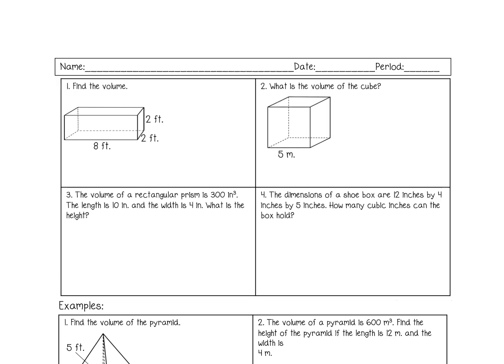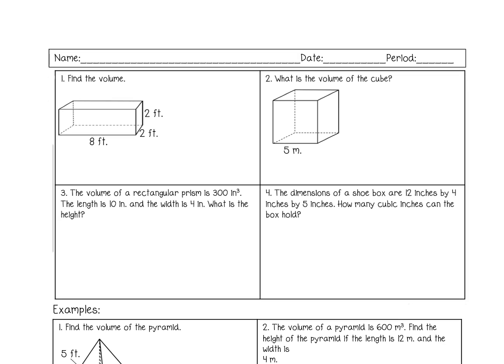Here we have examples. This first 4 has to do with a rectangular prism or a cube. So the formula for the volume is length times width times height. So if we find the volume of the first one, it's going to be volume equals 8 times 2 times 2. So our volume is 32 feet cubed. For number 2, what is the volume of the cube? Because it's a cube, we only need one side because all the sides are the same. So it's going to be 5 cubed. So our volume is 125 meters cubed.